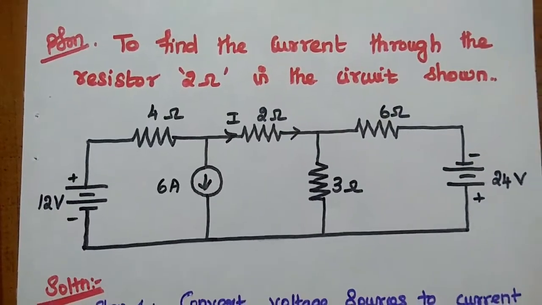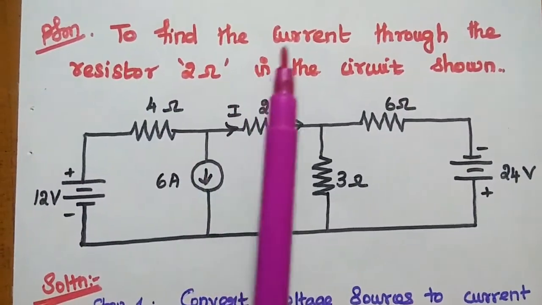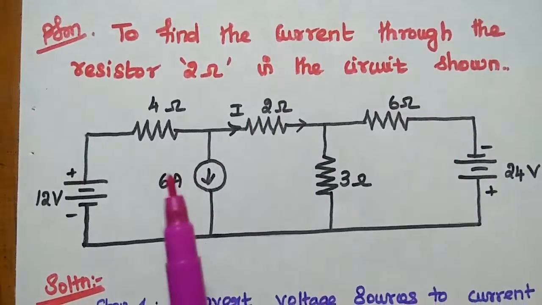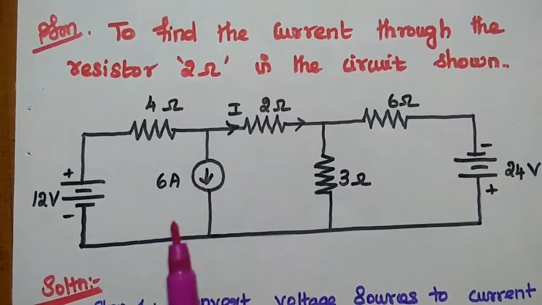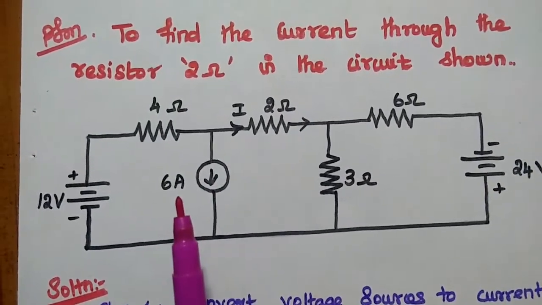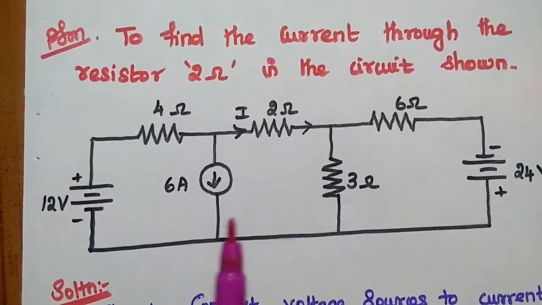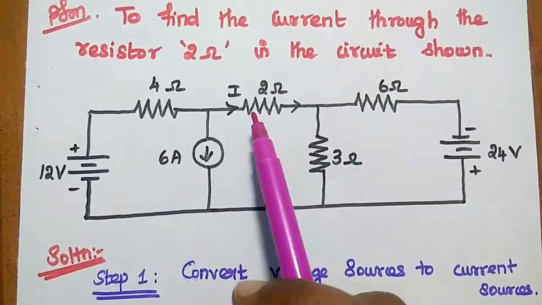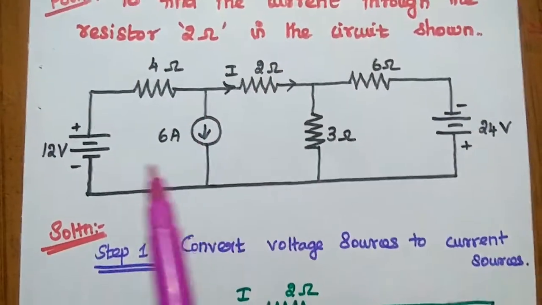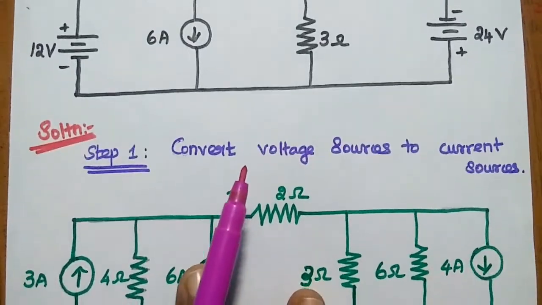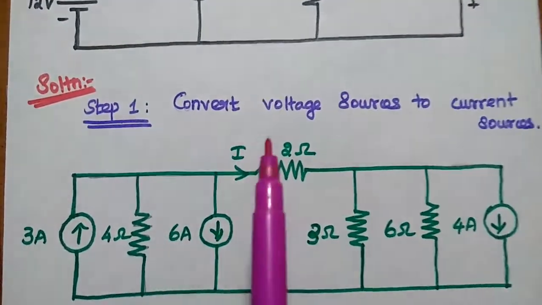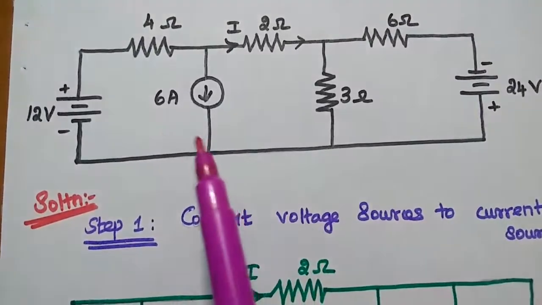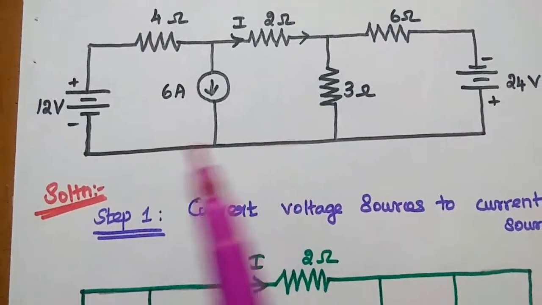Let's solve the problem to find the current through the resistor 2 ohm in the given circuit. Here we are going to use source transformation method. In the given circuit, there are two voltage sources and one current source. We are going to find out the current through this 2 ohm resistor. So in the solution part, the first step is to convert the voltage sources to current sources. So first step is what? We are going to convert all the voltage sources to current source.